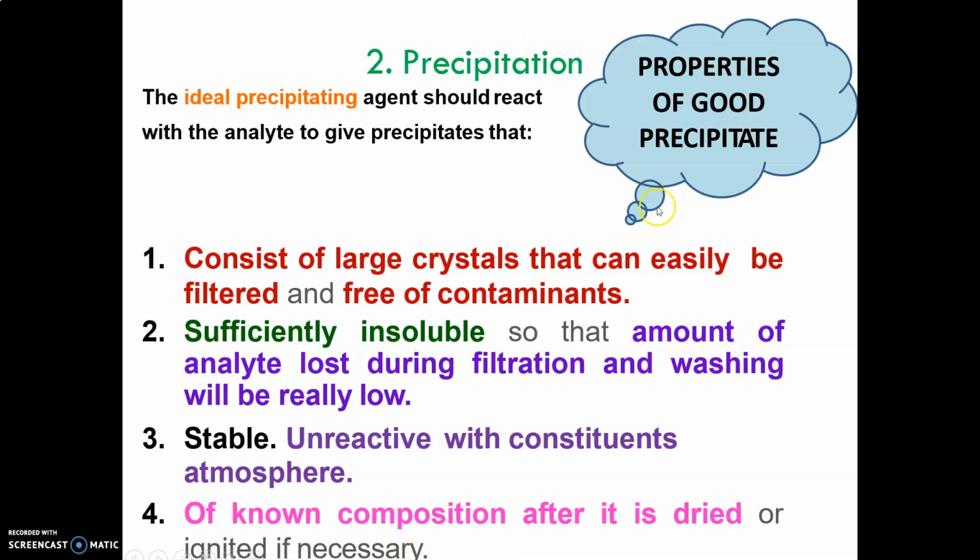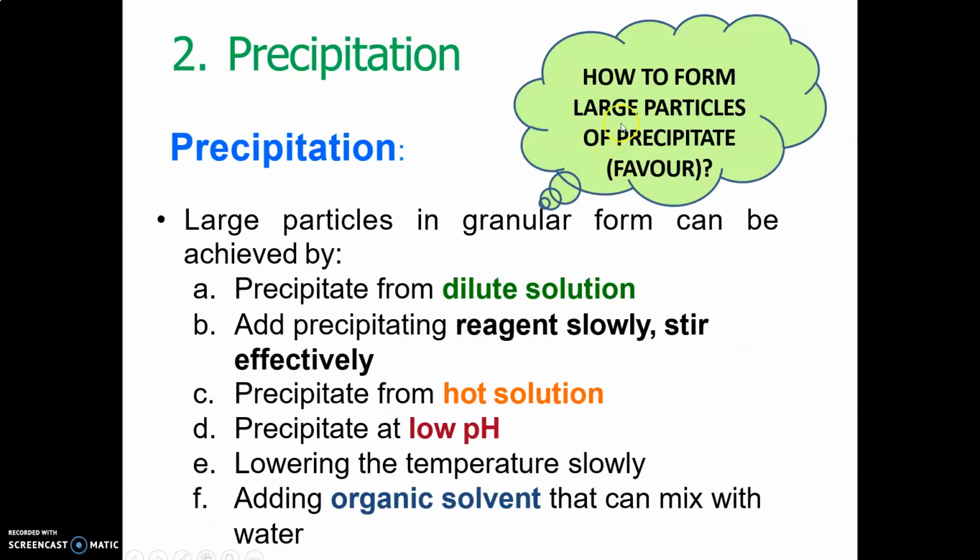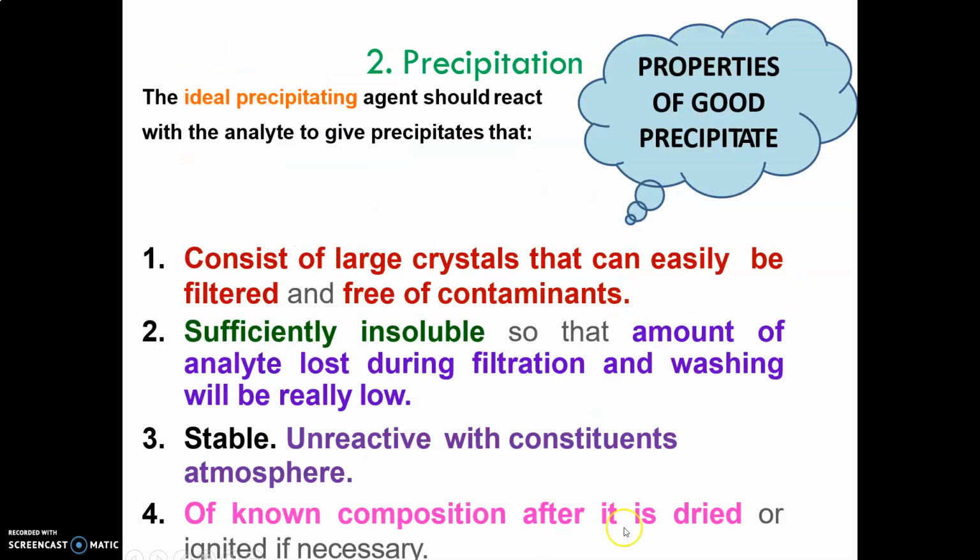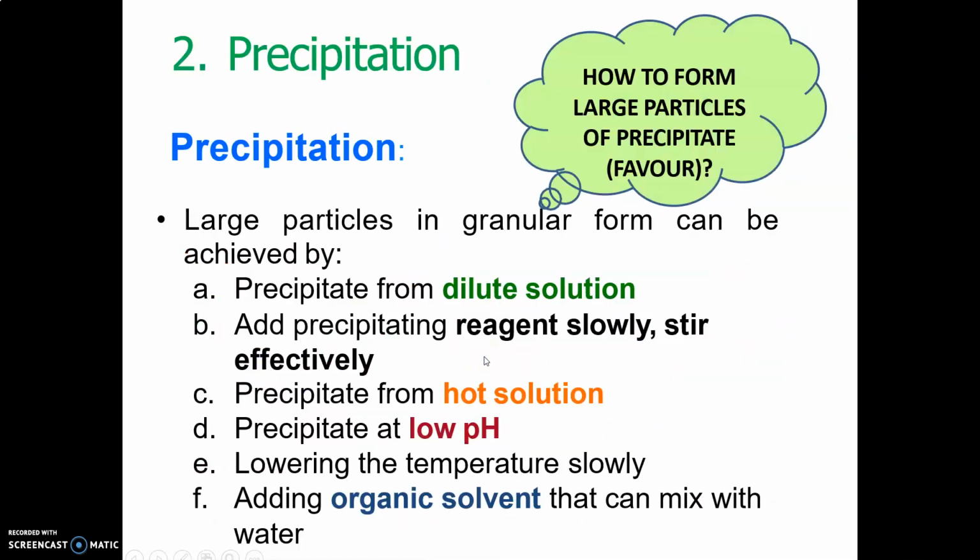So how do we get the properties of a good precipitate? Okay, so the ideal precipitating agent, or precipitant, should react with the analyte to give these 4 types of properties. So how do we form the large precipitate? So this is your ideal good precipitate. So how do we get this kind of precipitate? So you must do something.